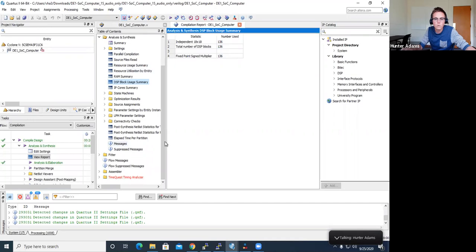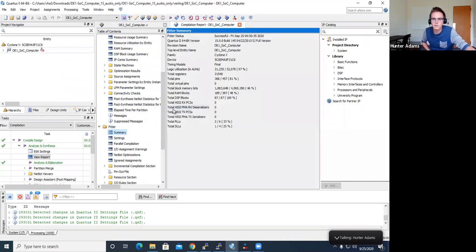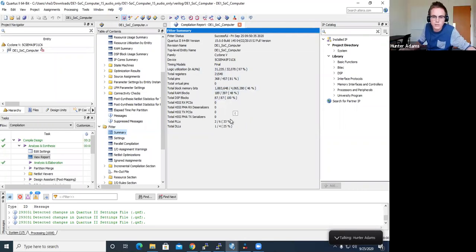And then if you go to the fitter folder here, we can get a similar report for the fitter stage of compilation. And this will show you things like what's your total logic utilization in ALMs, which is something logic module. I don't remember what the A stands for. In any case, it'll show you what your logic utilization is. It will show you how many RAM blocks you're using, total DSP blocks you're using, total PLLs.